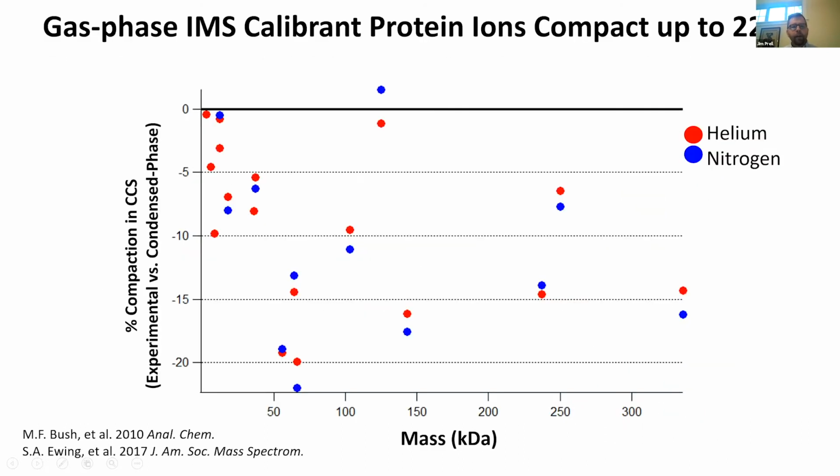When we apply Kaleidoscope to that library of 17 IMMS standards and compare them to the experimental results that have been measured, we find large deviations between the size of the ions that's computed versus the size that's measured experimentally, up to about 22% for some of those proteins, whether it's measured in nitrogen or helium buffer gas. So you can clearly see something's going on with the ions as they're transferred to the gas phase.